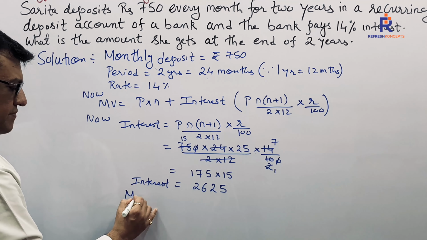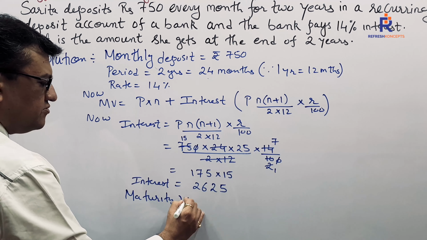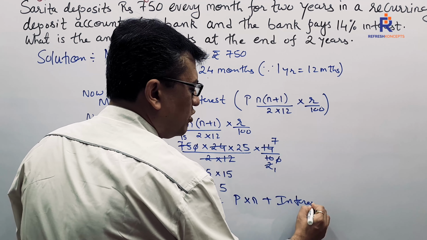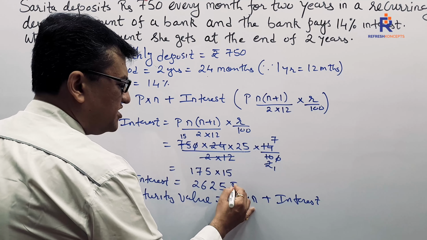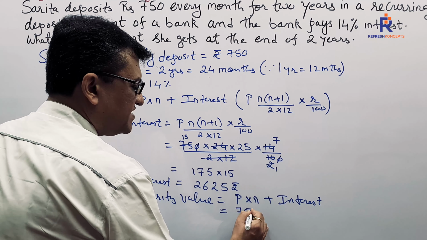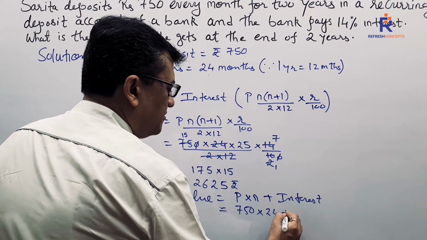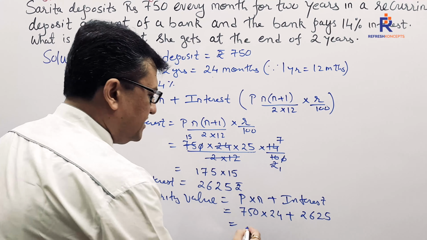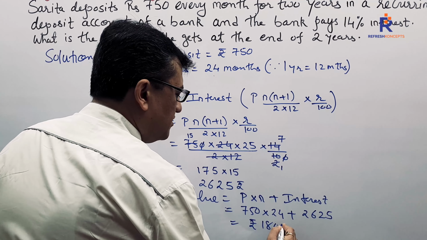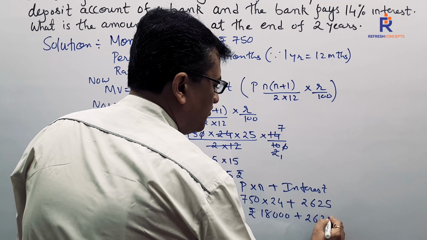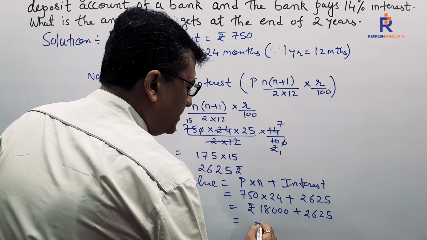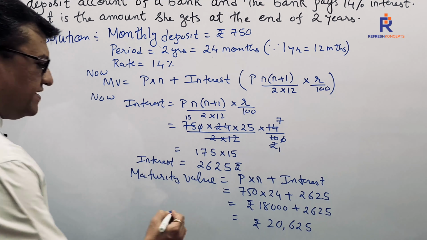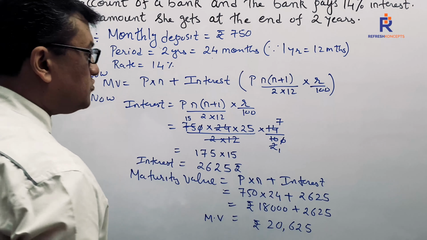So what is maturity value? Maturity value is P into n plus interest. Interest is what we just calculated. So it's rupees P 750 into the number of months, 24, plus interest 2625. 750 into 24 gives rupees 18,000. Rupees 18,000 plus 2625, add them together, rupees 20,625. Maturity value is rupees 20,625.